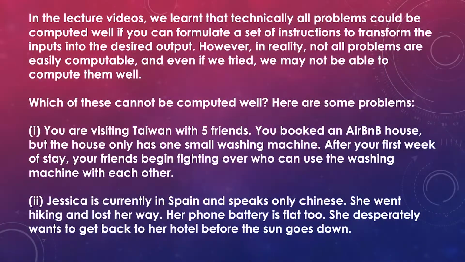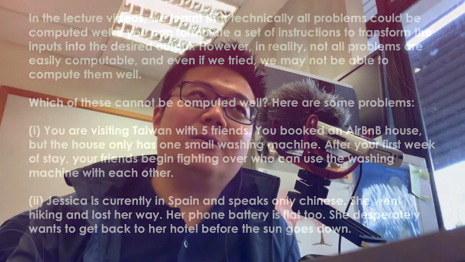Next one. Jessica is currently in Spain and speaks only Chinese. She went hiking and lost her way. Her phone battery is flat too, and she desperately wants to go back to her hotel before the sun goes down. Now, some of you read this and thought, oh, so many constraints, must be computable. That's not how you identify whether a problem is computable or not, okay? So here what we're saying, okay, why did we frame it this way? Because the moment you have a phone, all right, what can you do? You can GPS, right? You can use Google Maps, and then you can come up with a set of instructions.